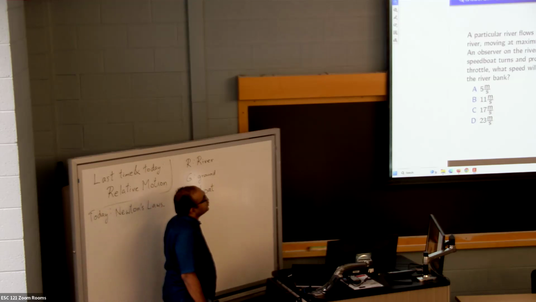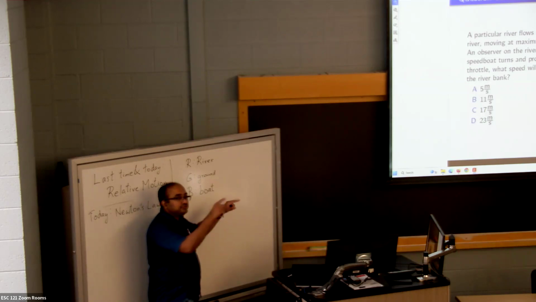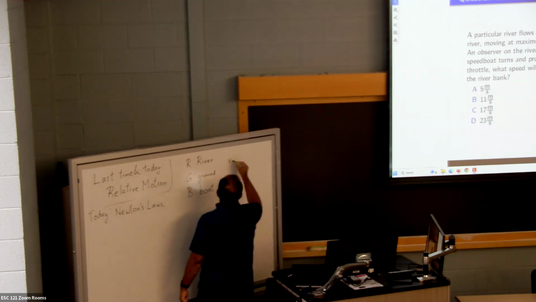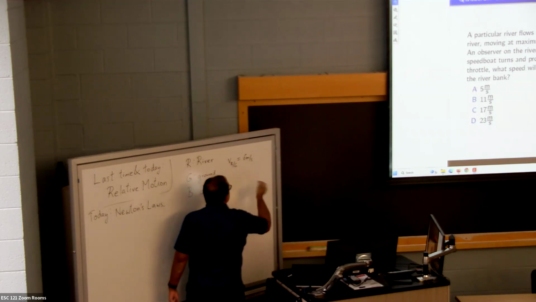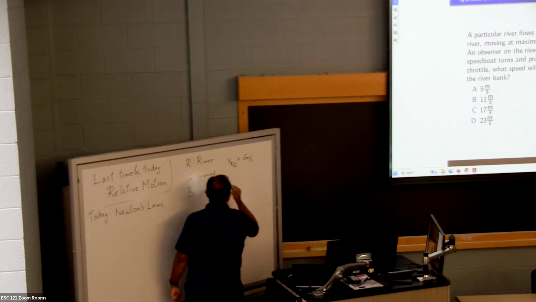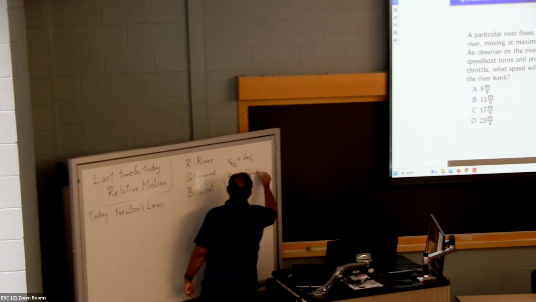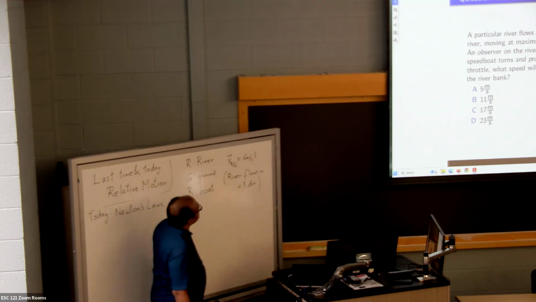A particular river flows at a speed of 6 meters per second. So how would I write that? That is the velocity of the river with respect to the ground. Well, right now that's just a speed, right? The speed of the river with respect to the ground is 6 meters per second. And then what I can do is choose my coordinate axes so that the river is flowing in the positive I hat direction. So I'll make a note here: river flows in plus x direction. Then I can make this a velocity and make that 6 meters per second I hat. All right.